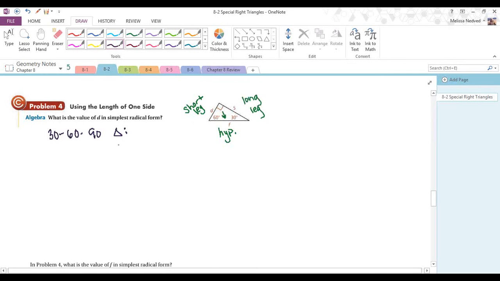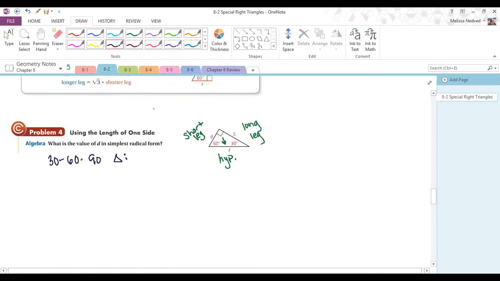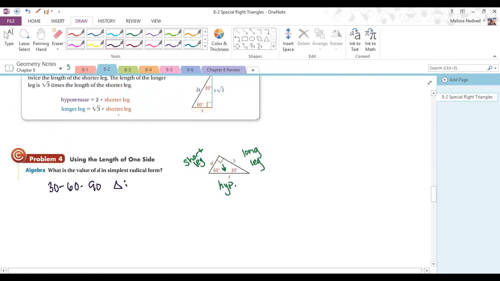And I'm looking for the short leg. But if I look here, my two formulas both involve the short leg. So I need to look past just needing the short leg and look at what I know. I'm given the length of my long leg, so I'm going to choose this second formula here.